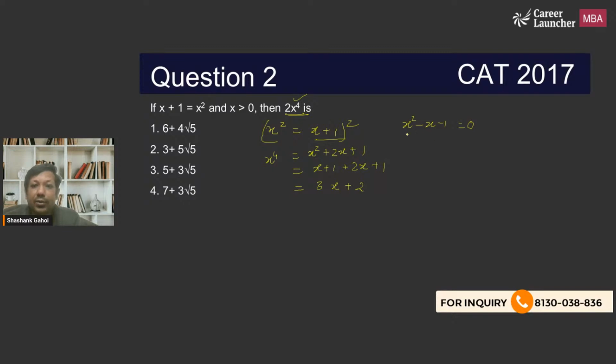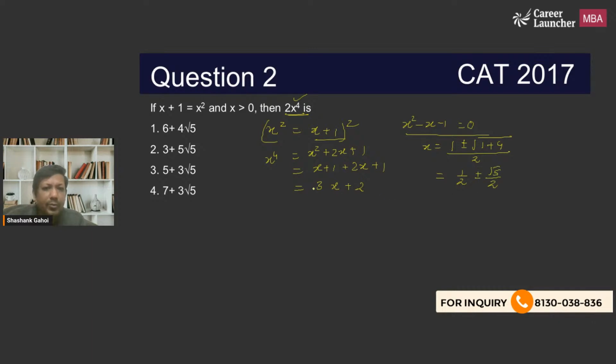What do I need now? I need the value of x. Then I'm going to plug in the value of x, right? So basically from here I can get x is equal to minus b, that is 1, plus minus root of b square. B square is what? 1, minus 4ac. Minus 4ac is going to be 4 into 1 into minus 1, all upon 2a, that is 2. So it is going to be 1 by 2 plus minus root 5 by 2.